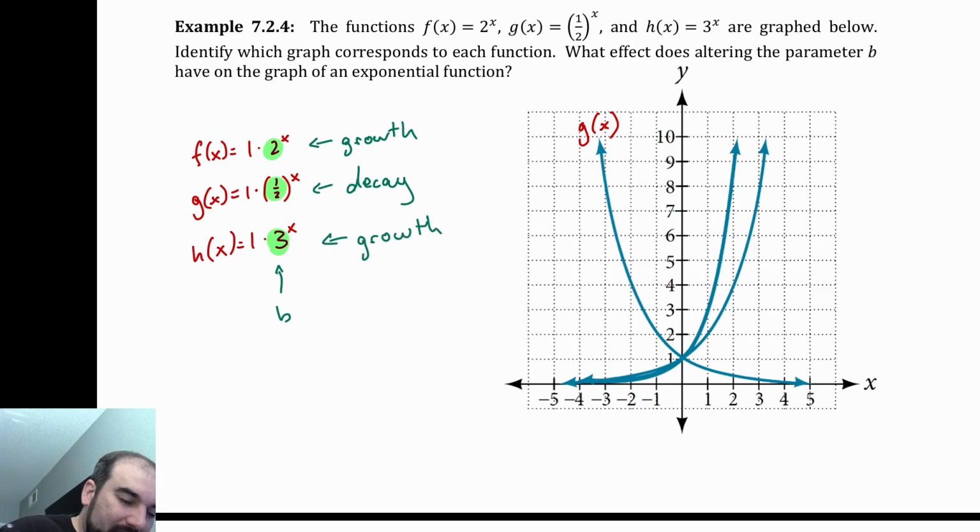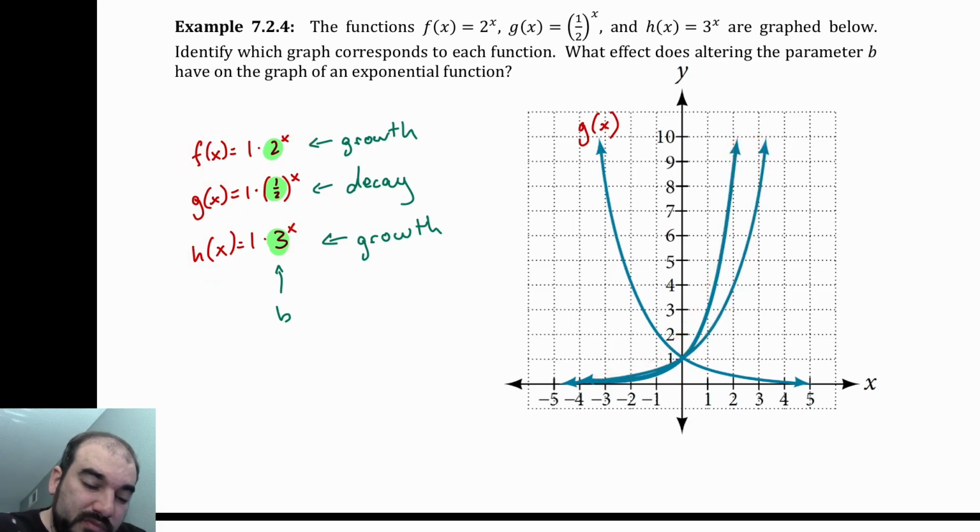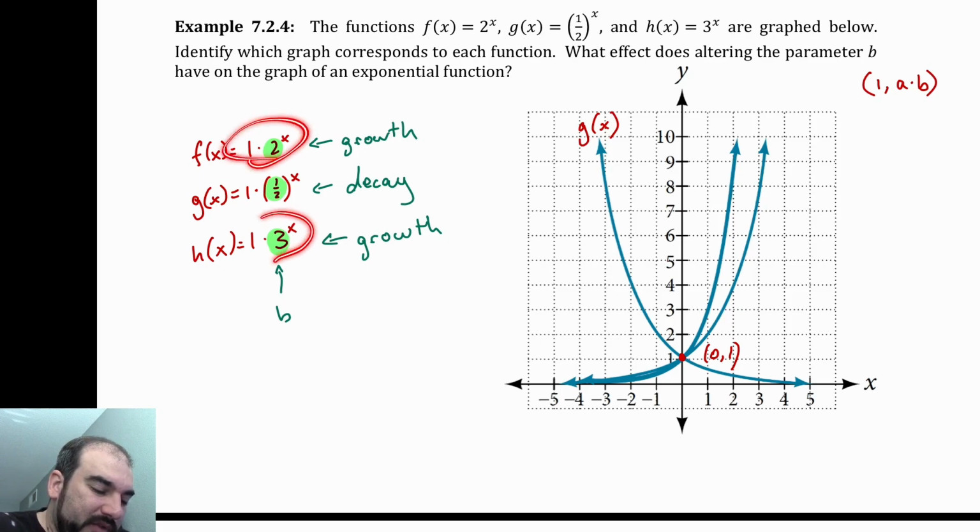So how are we going to decide which one of these growth functions is which one of these growth functions? Well, they're both going to go through 0 comma 1 because the a is 1 on all of these. So actually all 3 graphs are going to go through 0 comma 1 because they go through 0 comma a, right? And the a is 1. The other point that, remember, we talked about that they go through is 1 comma a times b.